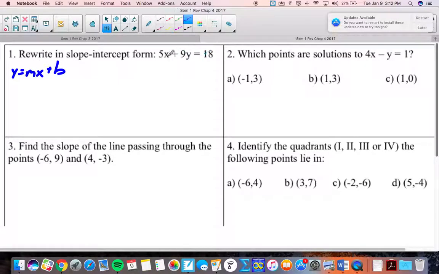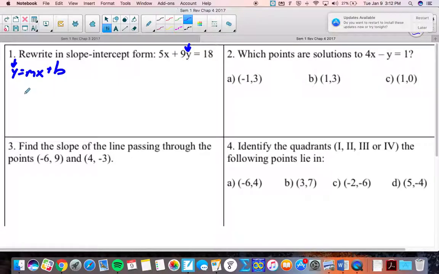This is in standard form. Slope-intercept form has y all by itself. So we need to isolate the variable y. We need to get y by itself. So we need to undo using the skills that we've done in the past in Chapter 3.